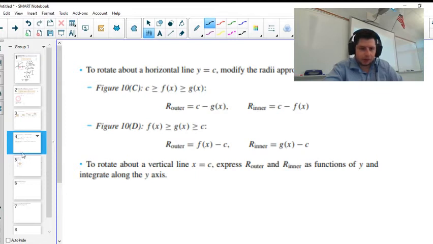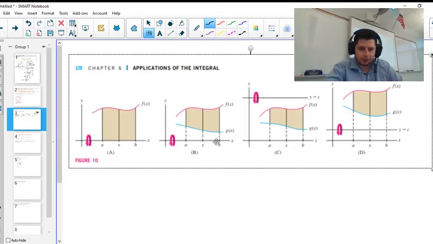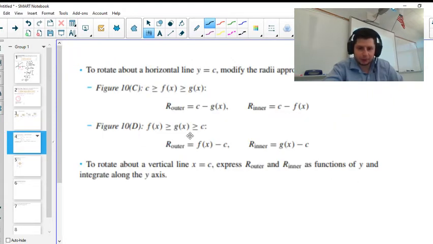You're more likely to encounter problems of the first and second type. These ones are a little bit more challenging, and harder to remember what exactly to do. But you just want to keep this in mind.